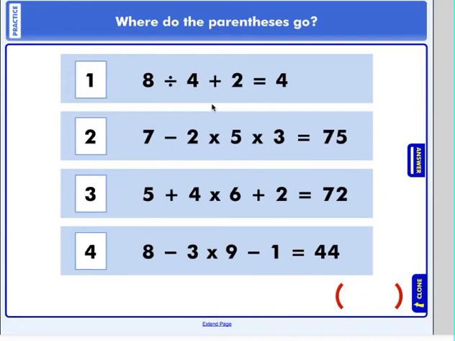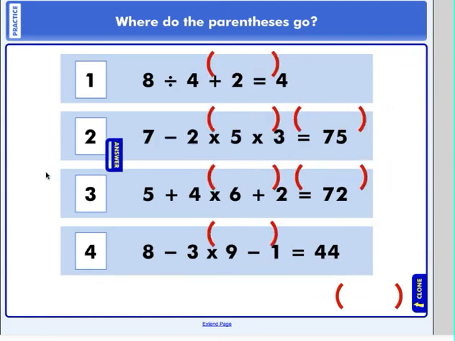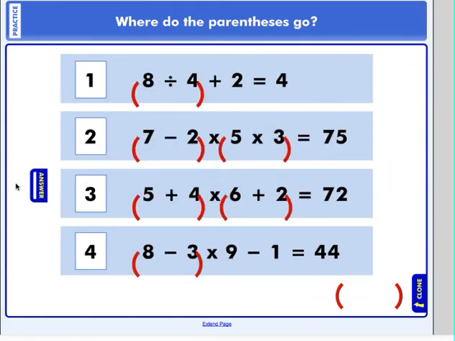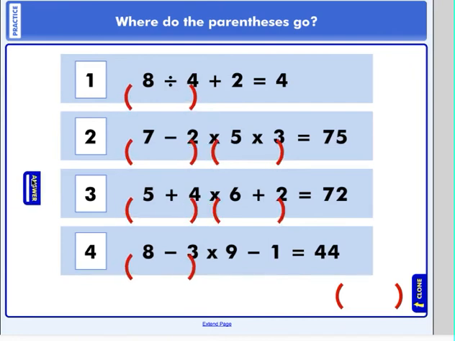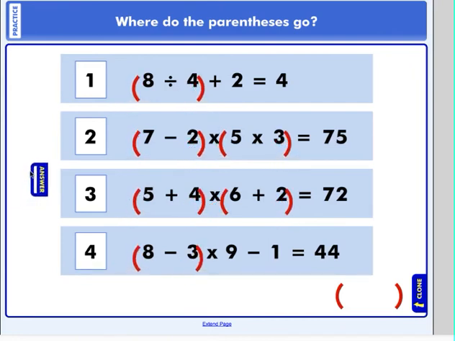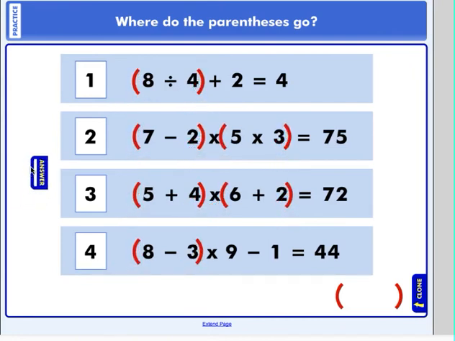Okay, so you should have decided where the parentheses go in these problems. Let's take a look at your work and see. Whoa. Okay, here are the correct answers that make these true number sentences. Check your work.